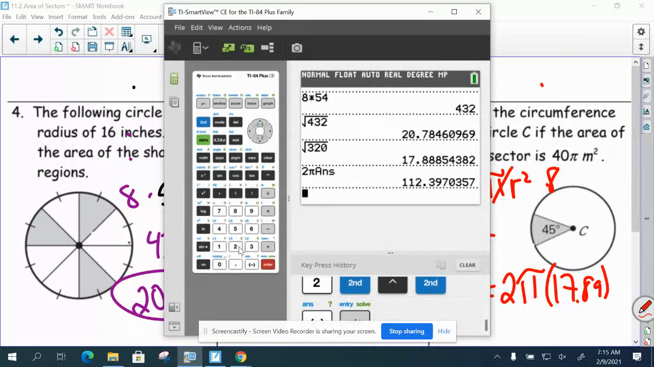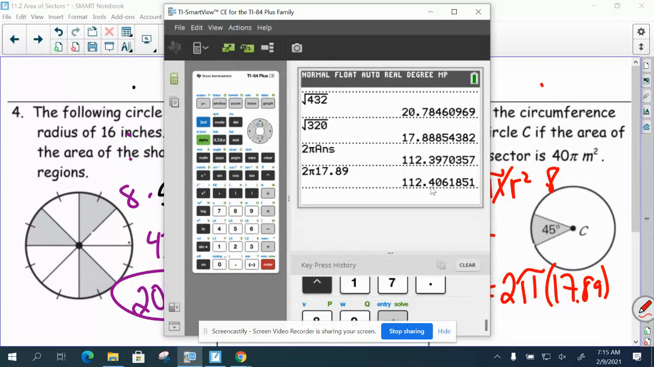And now I'm going to do 2 pi times the rounded version, 17.89. Okay, so we basically get the same thing. This would round to 112.41. But I just want to emphasize with you to be careful about rounding your intermediate calculations too much. So I might make a note in the Edulastic assignments to not round your intermediate calculations until the very end.